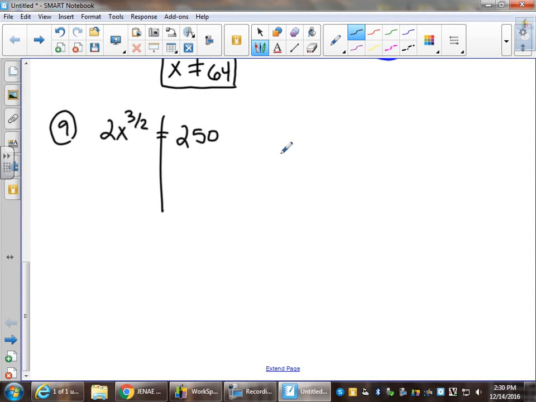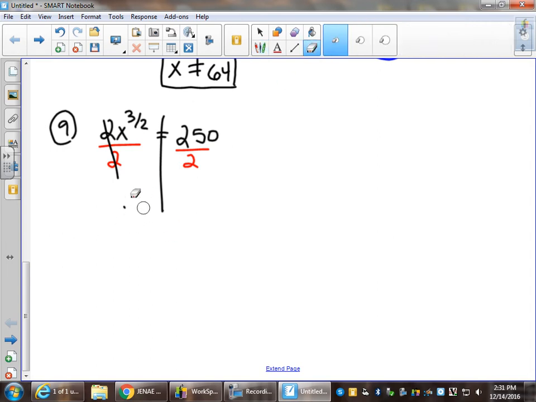We want to isolate the term that has the rational exponent. To do that, this says 2 times, so to undo the multiplication, we will divide both sides by 2. The 2's will cancel. I have x to the 3/2. Give yourself space to write those fractions. 250 divided by 2 is 125.